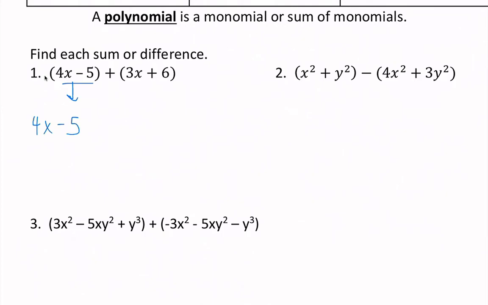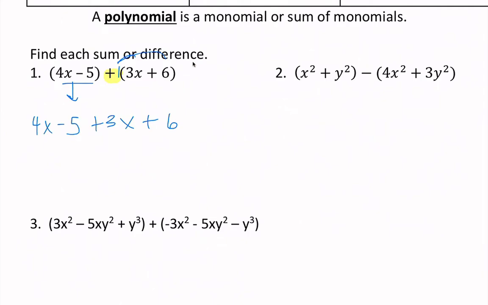Okay, on this next set of parentheses I see a plus sign in front. That's the same as having a +1 right there. So really what I'm doing is I'm distributing a +1, multiplying by a +1. Well, a +1 times a +3x is a +3x. A +1 times a +6 is a +6. So notice, when you're distributing a positive or a +1, nothing on the inside of those parentheses change. It stays exactly the same.